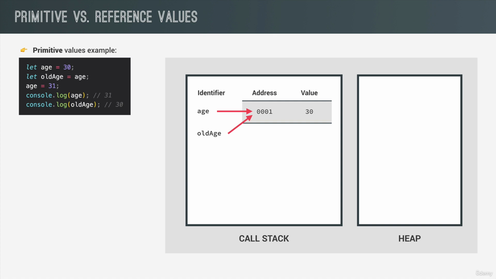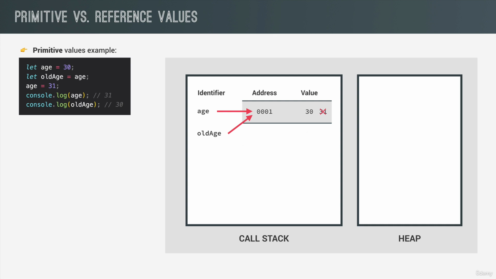So what will happen then? The value at address 0001 will certainly not become 31, because that would change old age as well, since they both point to the same address. So that would make no sense at all. Also, the value at a certain memory address is immutable, or in other words, it cannot be changed.